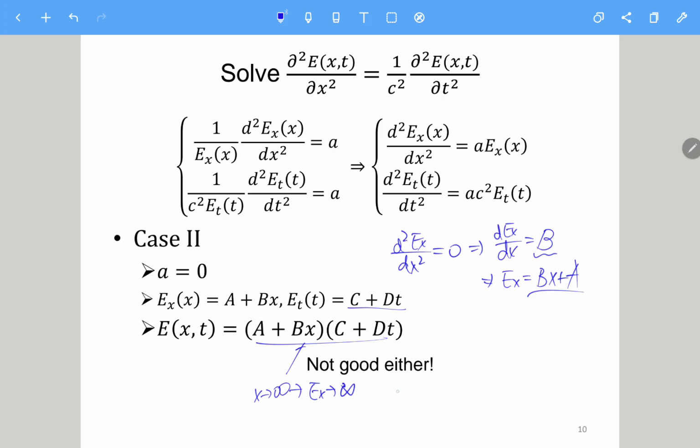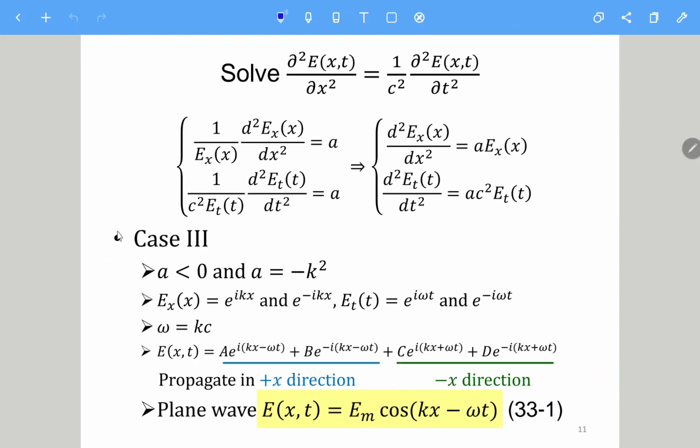So it will tend to infinity. E of t will tend to infinity, which is not good either. So finally, it should only be the last case, which is a smaller than 0. If a is smaller than 0, we can try to define it to be negative k squared, because k squared is larger than or equal to 0 for an arbitrary real number k.